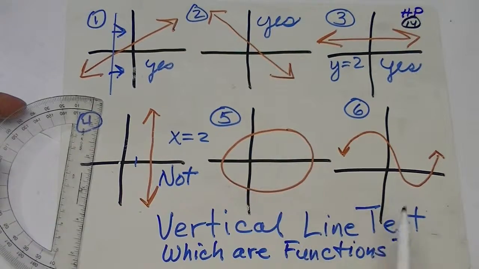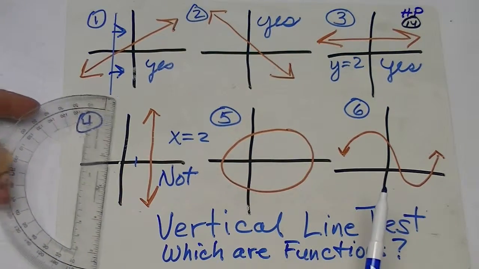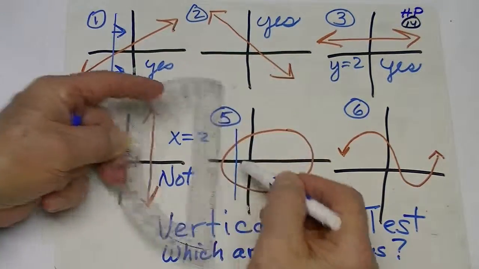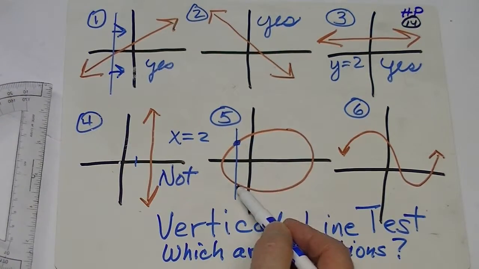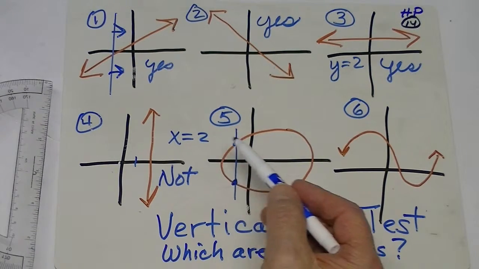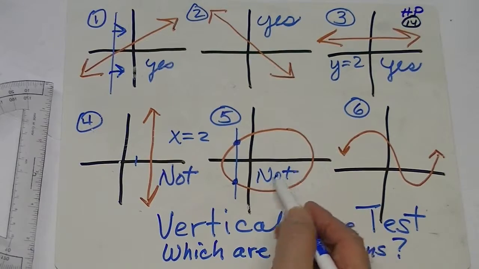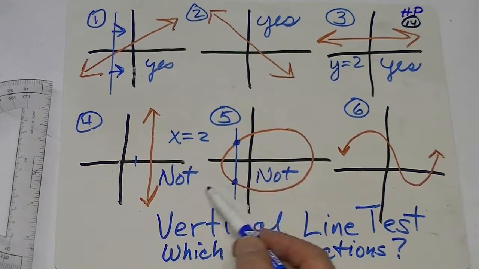And a typical circle, or whatever I've drawn there, as you start to go right here, for instance, it's intersecting here and here. So this does not pass the vertical line test. So this is not a function.